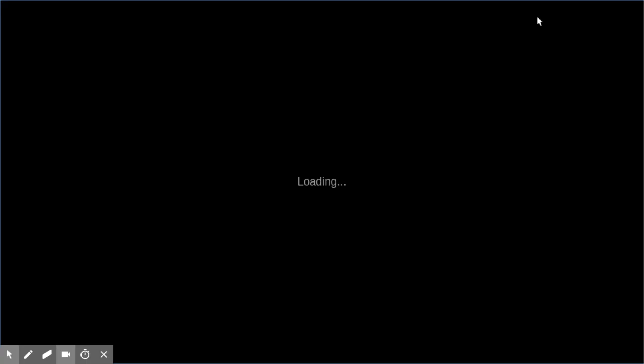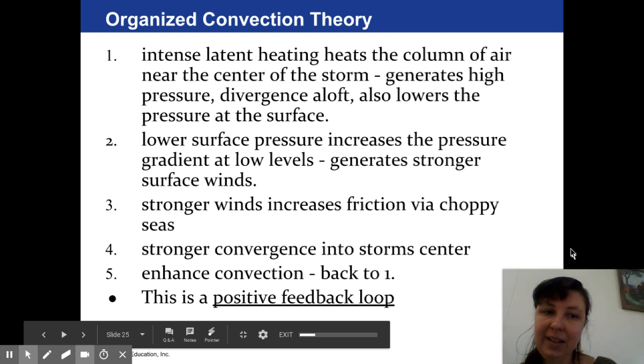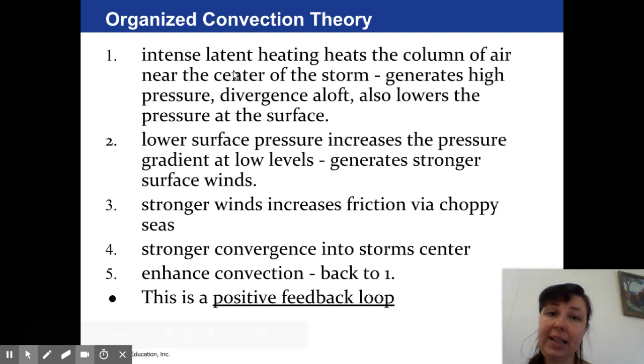Hi, so going into organized convective theory in greater detail. The first stage, once again, is that intense latent heat within the column. I now have a true thunderstorm forming, so I have a clearly defined updraft and a clearly defined downdraft, and I'm amassing a whole mass of thunderstorms.